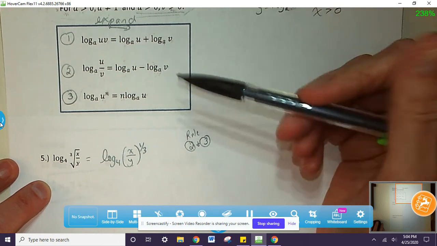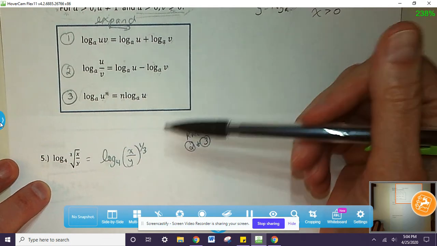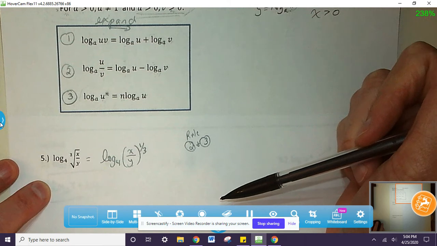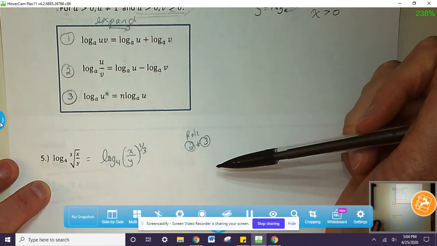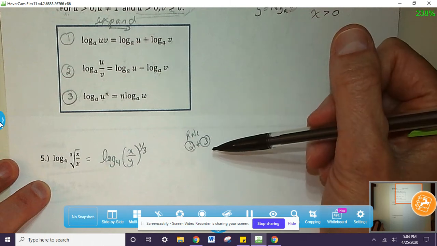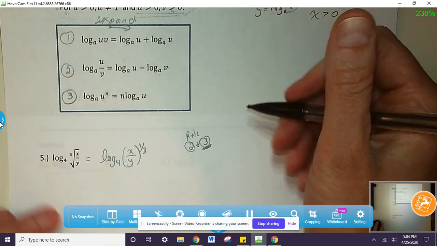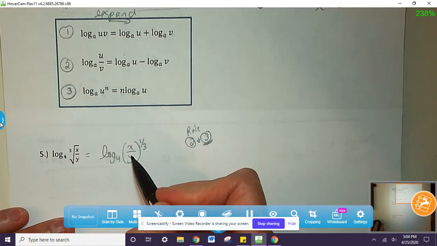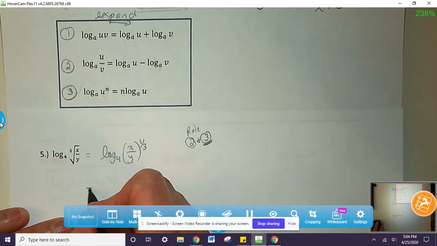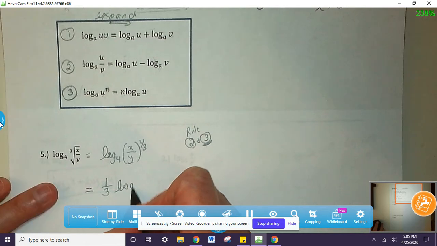So looking at this problem, let me ask you, would you do rule 2 first or rule 3 first? This is a problem where you can actually do either one first. I'm leaning toward rule 3 first. I'll show you the other way in just a minute. I see that this entire quantity is being raised to the 1/3 power. So I can swing that 1/3 around to the front, in front of the log, just like here.